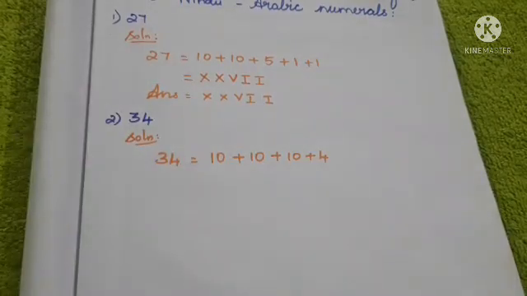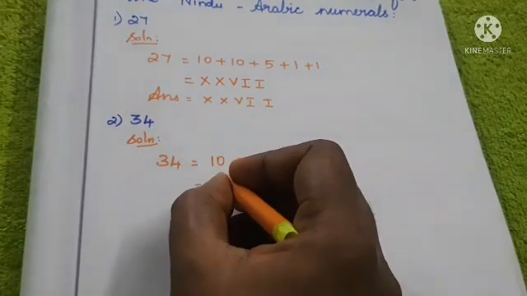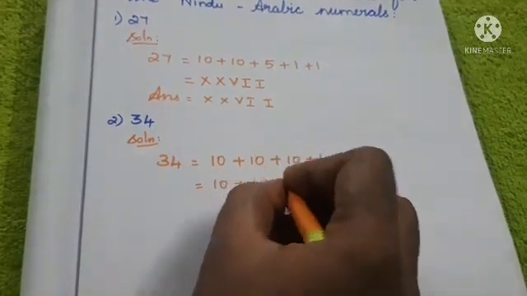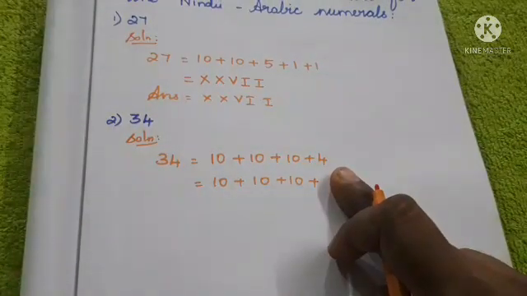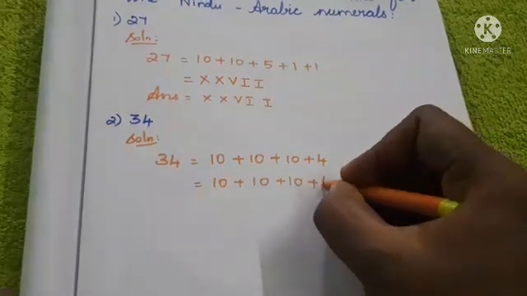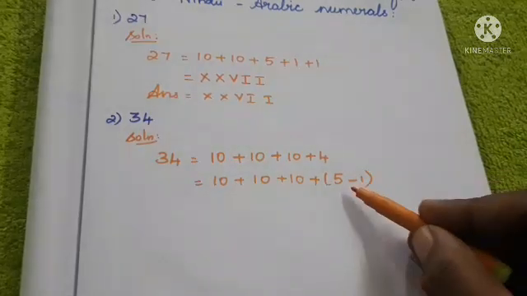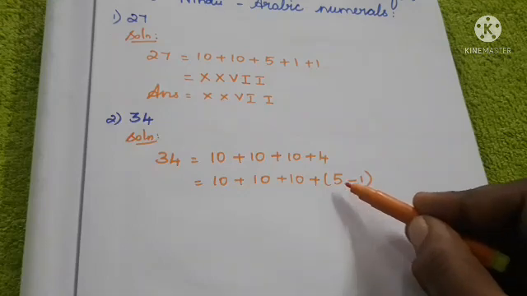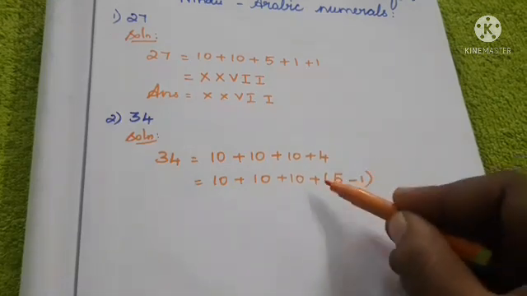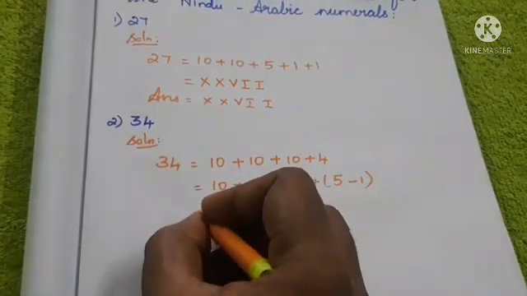Then next, one more step we have to write here. That means 10 plus 10 plus 10 plus, listen, for the 4, how to write the 4? Yes, we have to write 5 minus 1. For the 4, we write 5 minus 1, and that we write in the bracket. Don't forget to put the plus. Next we can represent it in the Roman numeral.